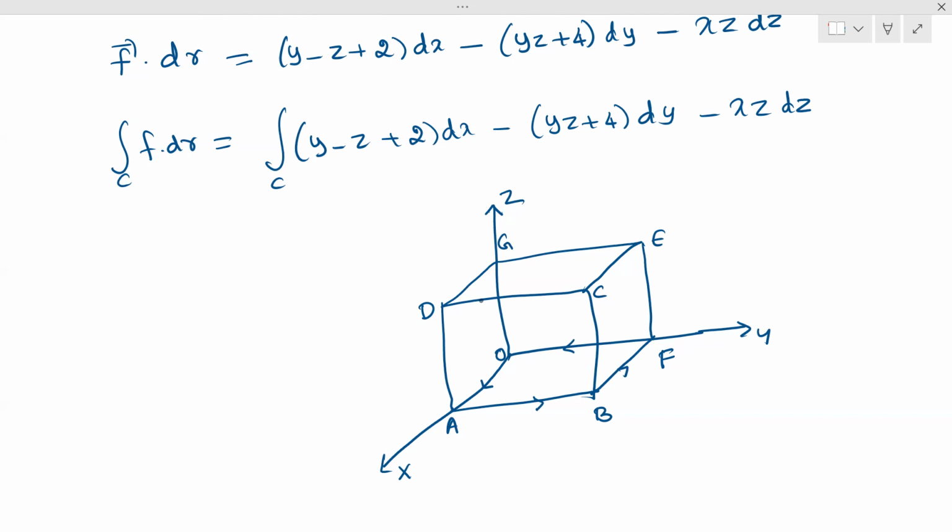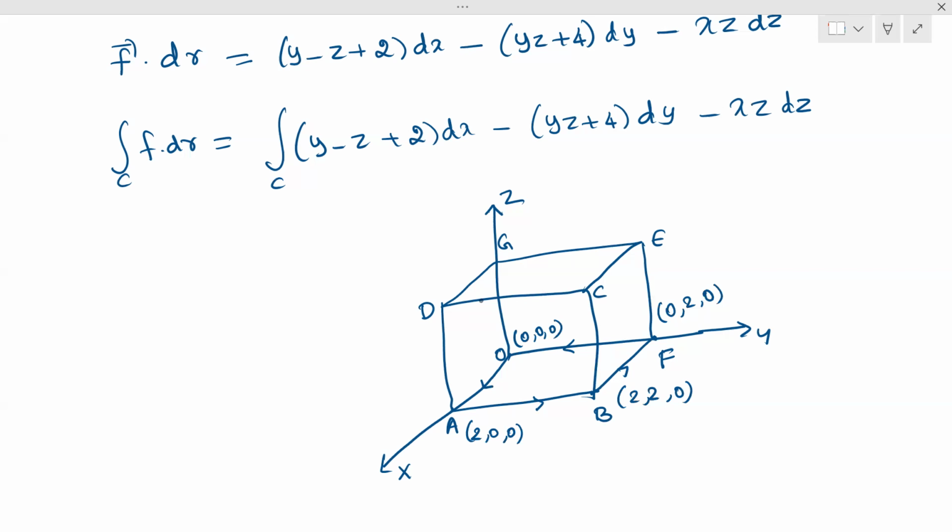So here we have to write the coordinates. O is nothing but our origin, and A is the point on the x-axis, and they have given x value 2. So A is 2, 0, 0. F is the point on the y-axis, and they have given y equal to 2, so F is 0, 2, 0. B is the point in the xy plane, so the coordinate of B is 2, 2, 0. X equal to 2, y equal to 2 and z equal to 0 because it is in the xy plane.